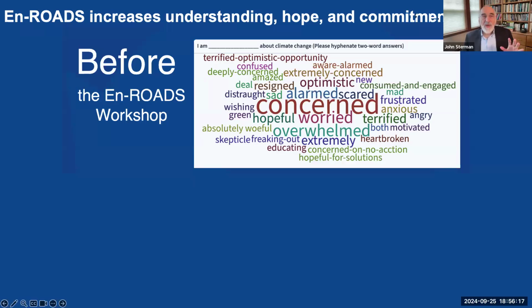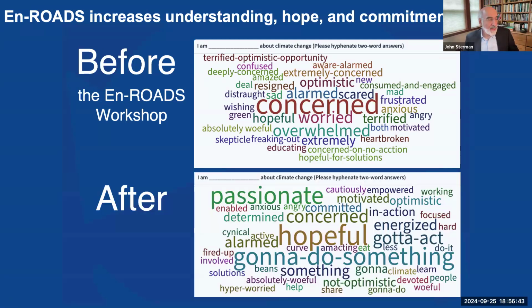Before an En-ROADS workshop, we asked people using Poll Everywhere. So they go on their phone, I am blank about climate change. And you can see what they say. I'm concerned, extremely concerned, frustrated, anxious, terrified, angry, overwhelmed, heartbroken. Then they experience a workshop using the tool, somewhat similar to what you've done. And here's what they say at the end. I am blank about climate change. Now they're saying I'm hopeful, energized, gonna do something, passionate, committed. This is really important because if people don't have hope, they just won't do anything, and then everybody's going to burn in hell together. So that's the anecdotal.